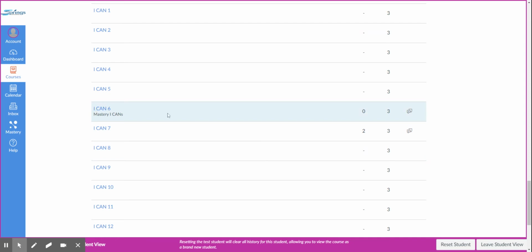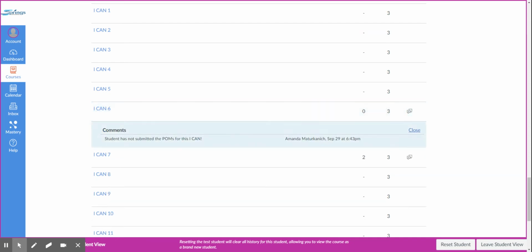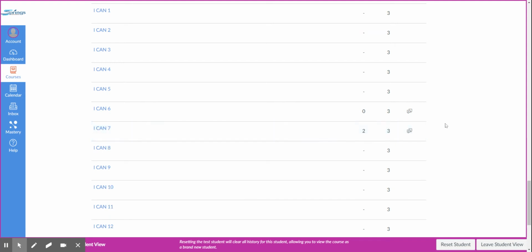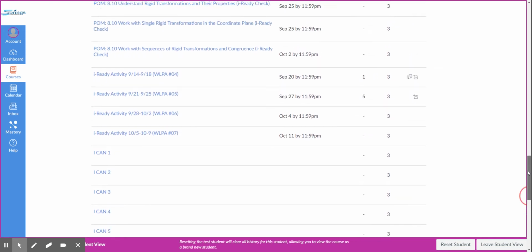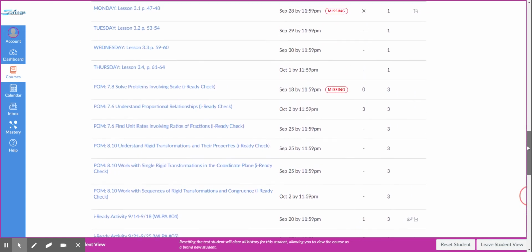This ICANN 6, however, they have a 0 out of 3. So let's click on that comment, and it says, for this one, student has not submitted the POMs for this ICANN. So this one is because the student has not submitted their proofs of mastery. So I can't say they've mastered it because they have not proven it to me. So I'm going to go up to the POMs now.